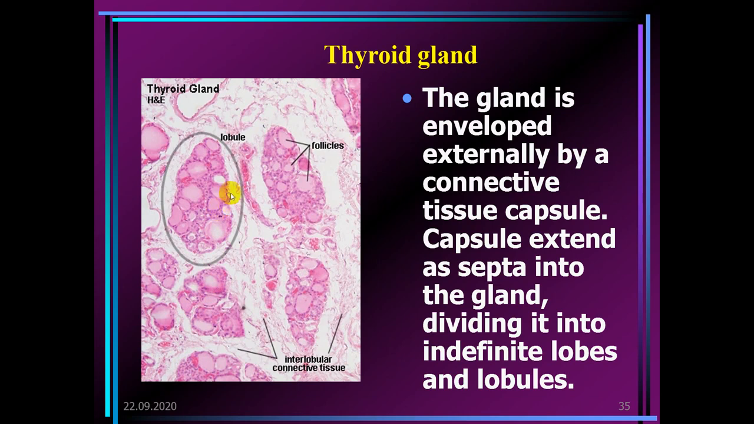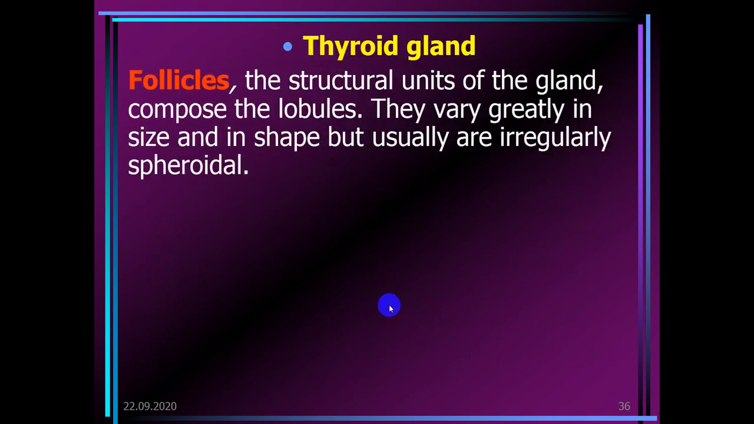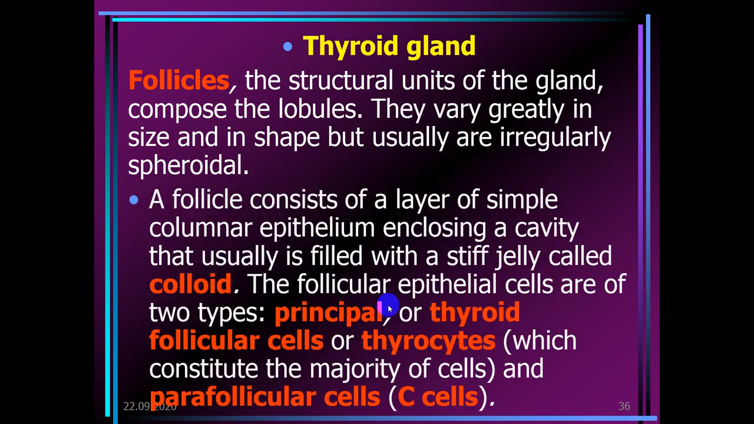And now you see on this microslide the lobules of the thyroid gland. Around is the loose connective tissue or septa, which divides the organ into lobes and lobules. The smallest morphofunctional unit of the thyroid gland is the follicle.